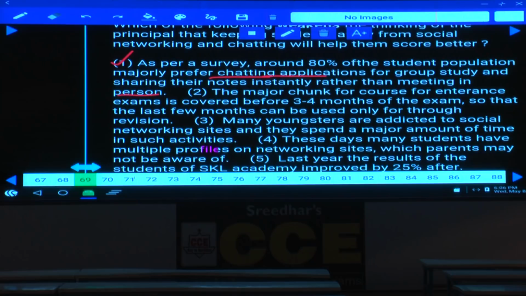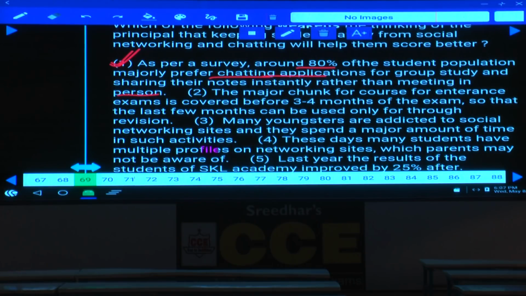More than around 80% of the student population are preferring these chatting applications for group study and sharing their notes. And with notes, what are they doing here? They are sharing their notes, isn't it? That means knowledge transfer is there. That means it will be useful for those persons. By doing so, their ranks will definitely improve. And so what is your answer here? 1 is the answer. And this is how to contradict the statement. Contradicting means it must be directly opposite to the above statement. Weakens, contradicting, all these come under the same category.